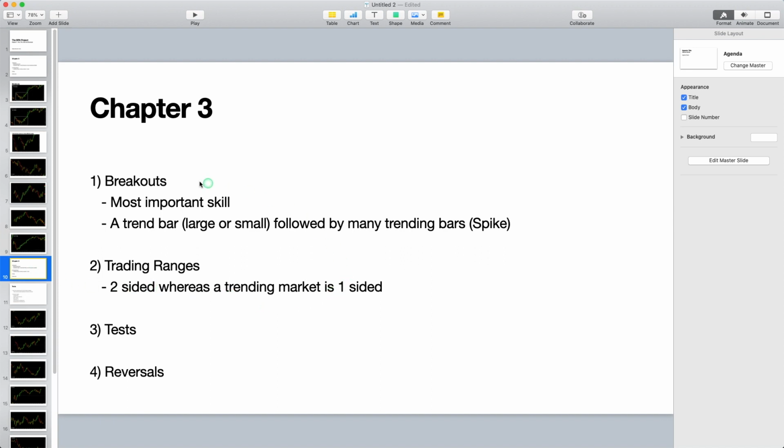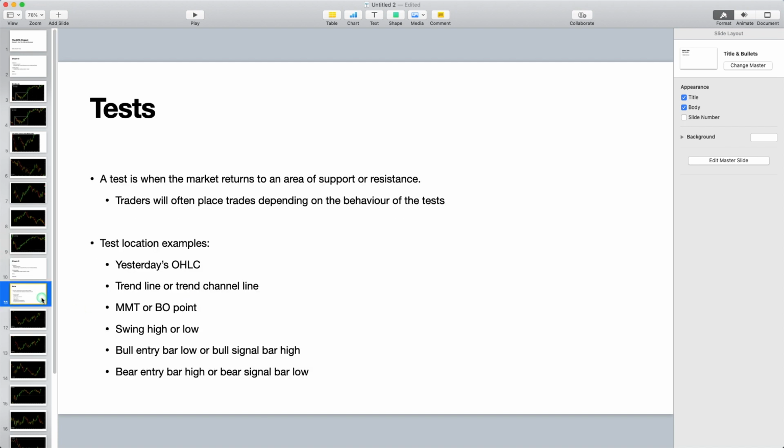So that's the example he gives for breakouts and trading ranges. Now for tests. A test is when the market returns to an area of support or resistance. And so based on a test of support and resistance, traders will often place trades depending on the behavior of that test or how the market acts around those levels.